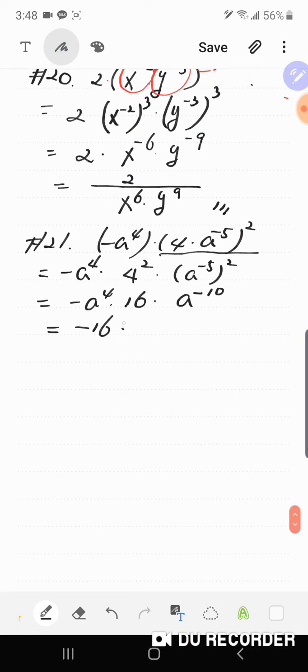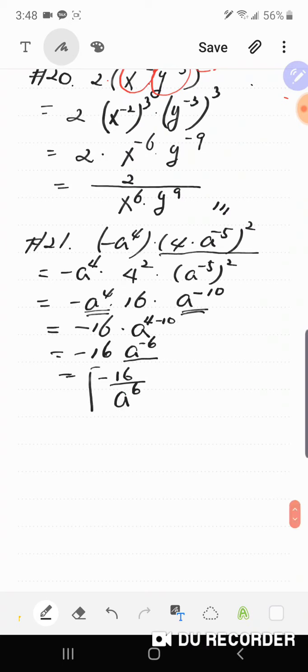Then negative 16 times, okay, how about this exponential form. The base is 8, so we can add 4 and negative 10. So the answer is negative 16, 8 to the negative 6th power. Oh, not yet. Because the exponent is negative, we can move 8 to the negative 6th power to the denominator, then it becomes 8 to the 6th power. So this is the answer.